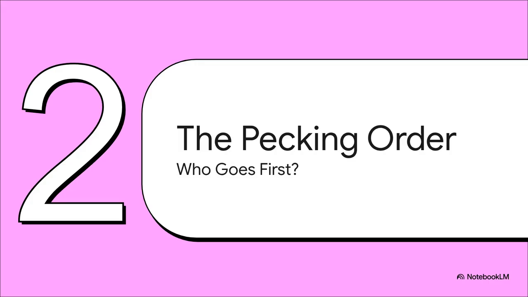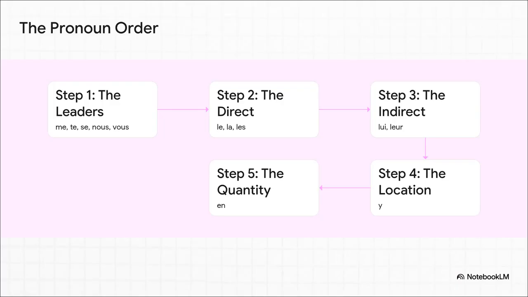Okay, section 2, the ultimate pecking order. So now we know all the players on the field, but here's the big question. What happens when you have 2 or 3 or even more of them in the same sentence? Who goes first? Well, it's not a free-for-all, I can tell you that. There is a very strict hierarchy, a kind of ultimate pecking order. And here it is. This is the secret formula, the master key to everything. It's so simple when you see it laid out.